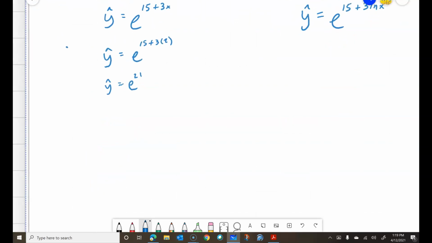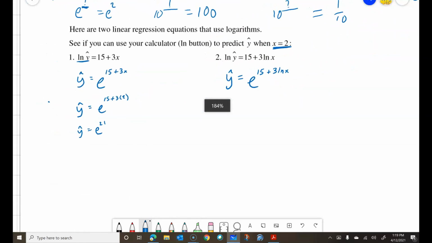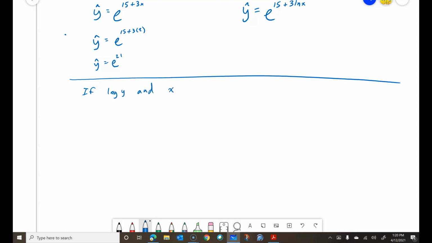And then keep in mind two fundamental rules here in terms of linear relationships. If the log of y and x relate linearly, then x and y relate exponentially.